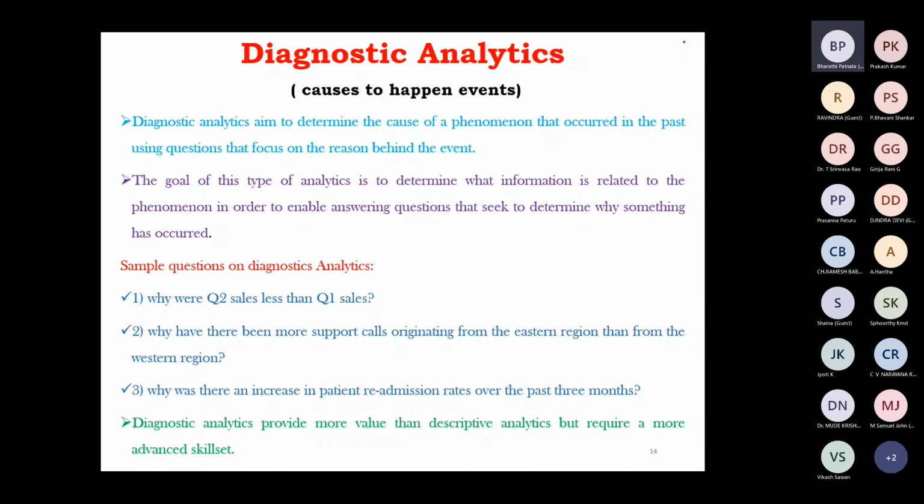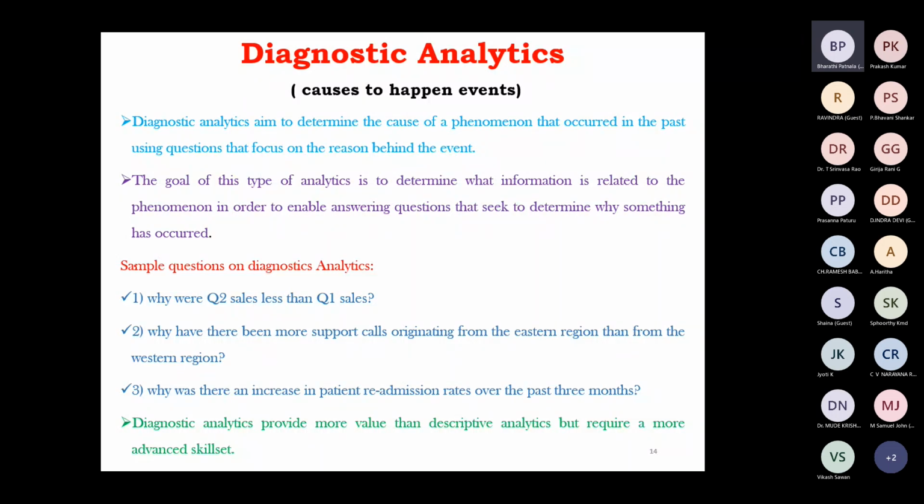Why were Q2 sales less than Q1 sales? For example, the Q1 sales are $900, but Q2 sales were only $800. So Q2 sales are much less than Q1 sales. Why? What is the reason behind that? In ice cream sales also you can observe this. Suppose in summer it has $1,000 profit, but coming to winter it has only $500. Why? Because of the weather. Like that we have to identify the reasons.